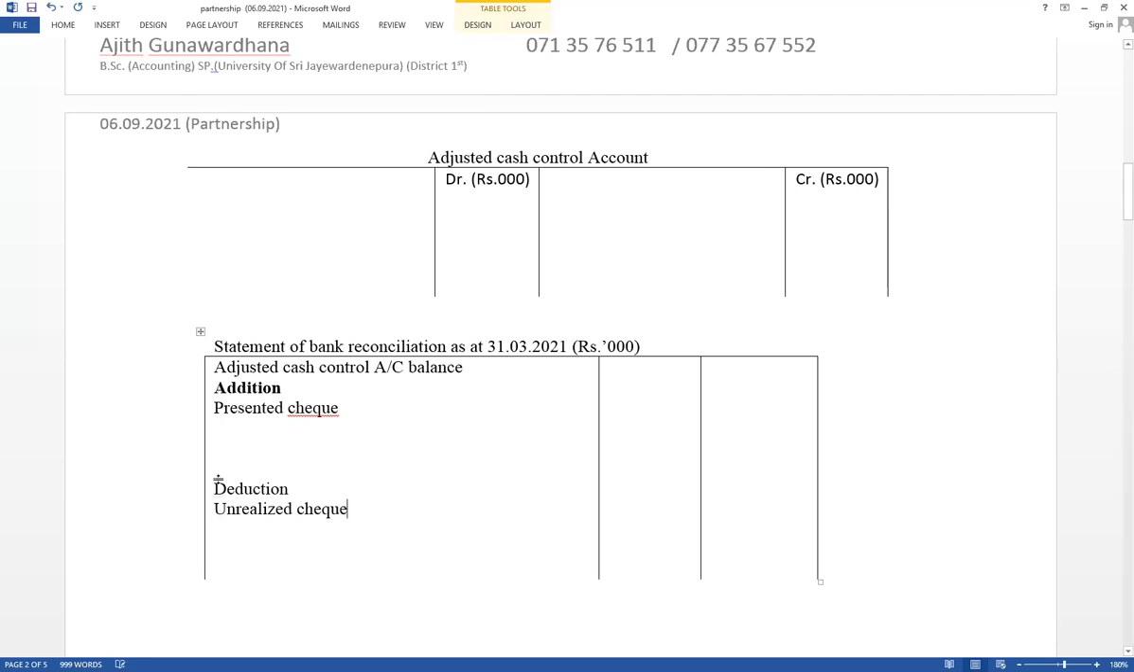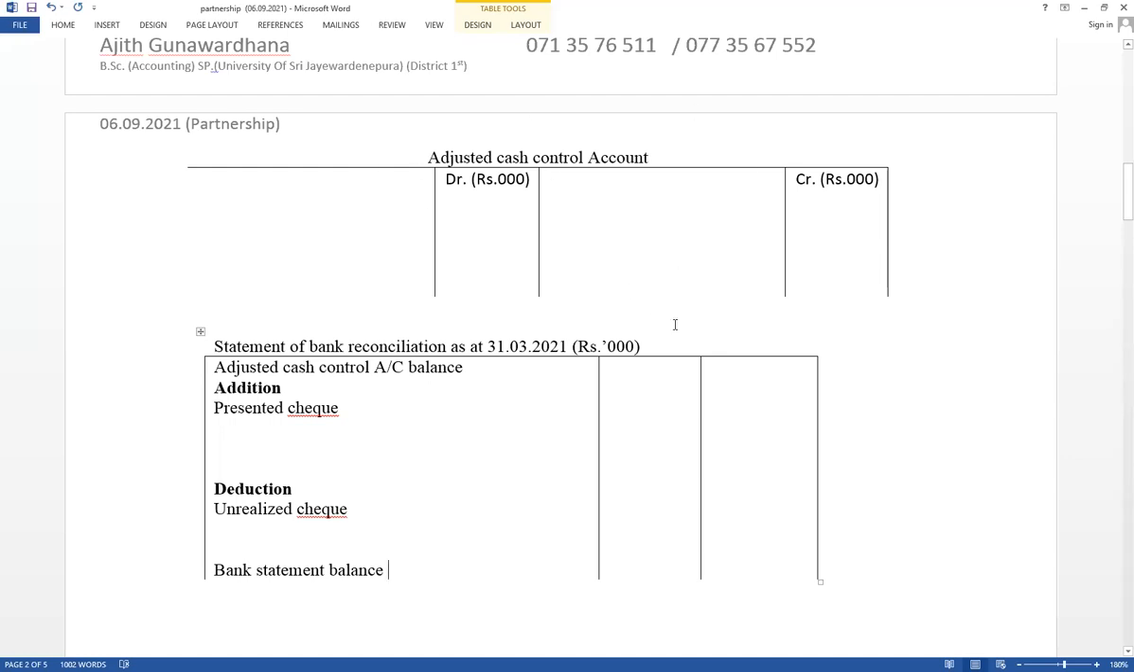Prepare the format. Statement of bank reconciliation. Then closing balance equals balance as per bank statement. Bank statement balance. This is the way you have to prepare a statement of bank reconciliation. Adjusted cash control account balance should be used as a basis.